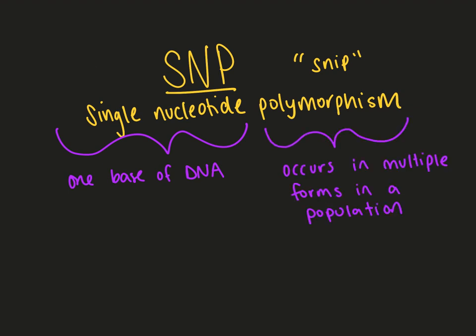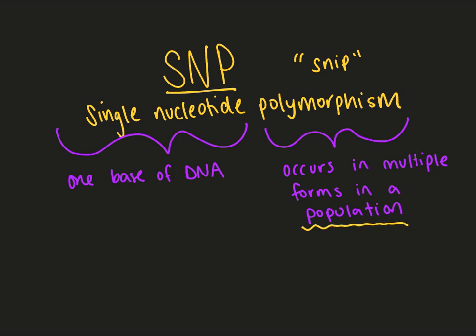Polymorphism means that this SNP occurs in multiple forms in a population. That is, in some individuals at this one specific base of DNA, some individuals might have a T, whereas other individuals might have a C, for example. I do want to highlight that this is in a population.